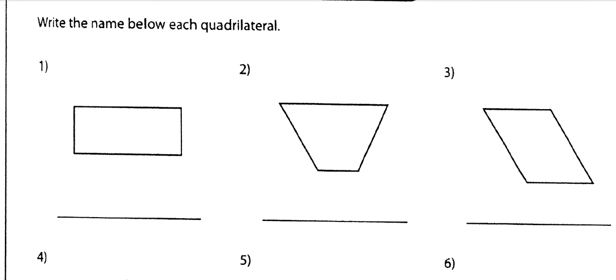Now, on this particular one, all of them have 4 sides. That's why they're called quadrilaterals. However, they have specific names, so we need to name them. The first one is a rectangle. Then number 2 is a trapezoid.